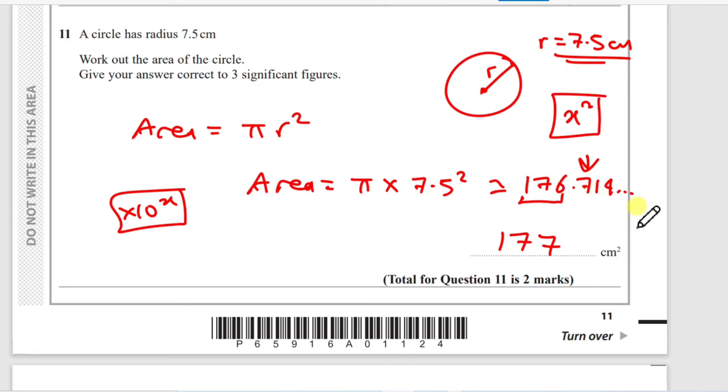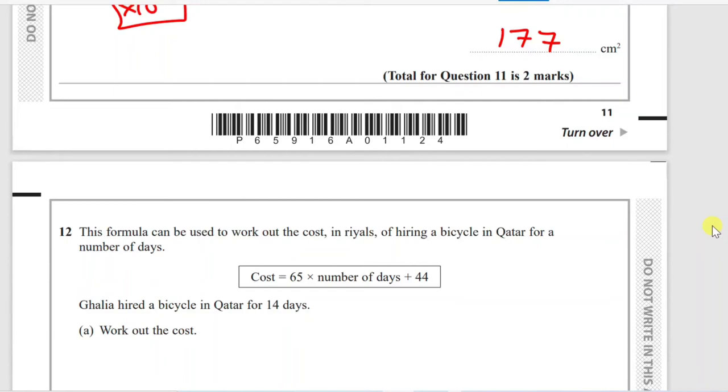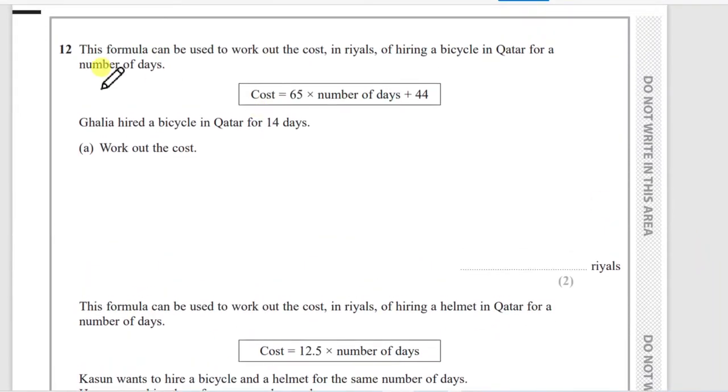But yeah, this should be your answer for that one. Now, let's move on to 12. Okay, so 12. This formula can be used to work out the cost in reals of hiring a bicycle in Qatar for a number of days.